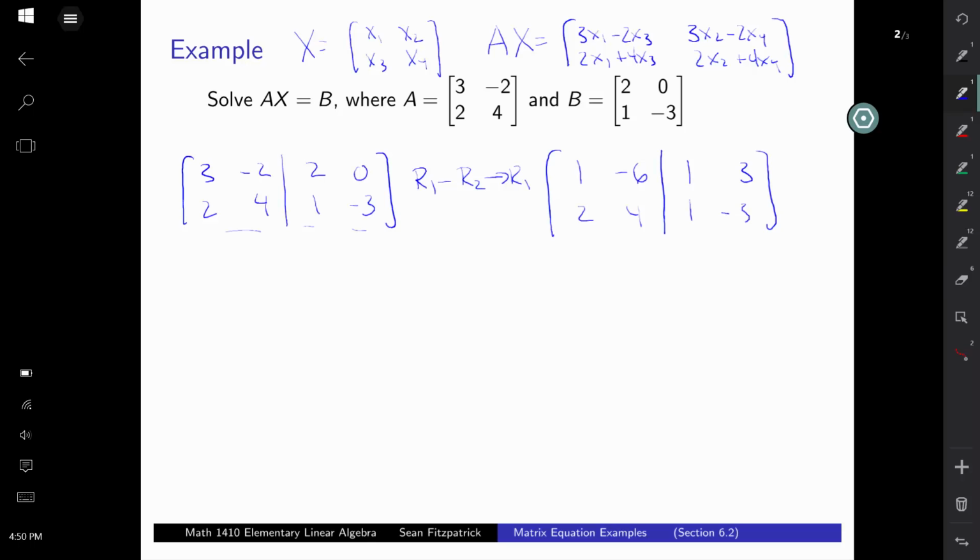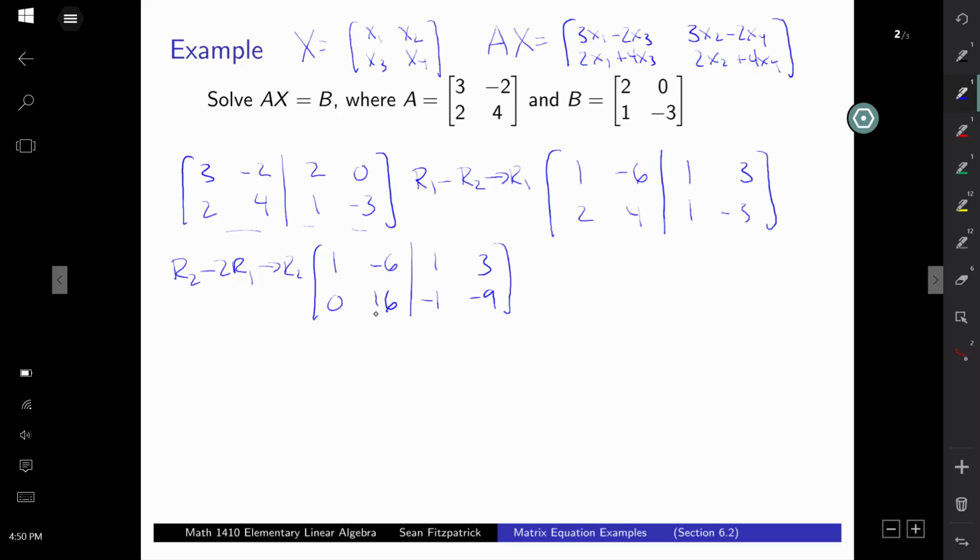So the next thing I'm going to do is row 2 minus 2 row 1 because I want to create my 0, right? So that's going to be my new row 2. So 1 minus 6, 1, 3, 0. This is going to be 16. 1 minus 2, minus 1, minus 3, minus 6, minus 9.